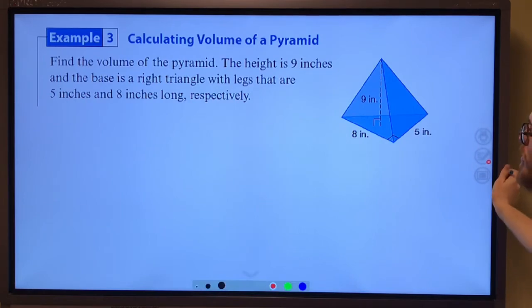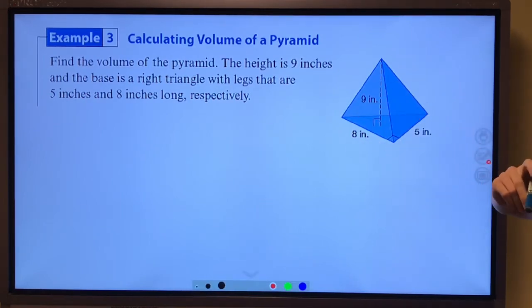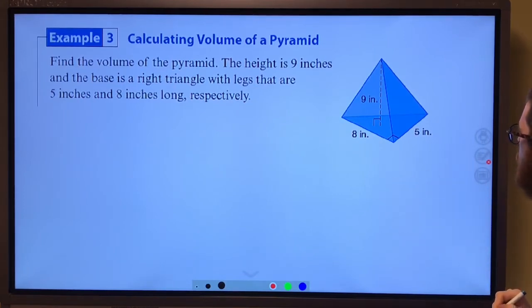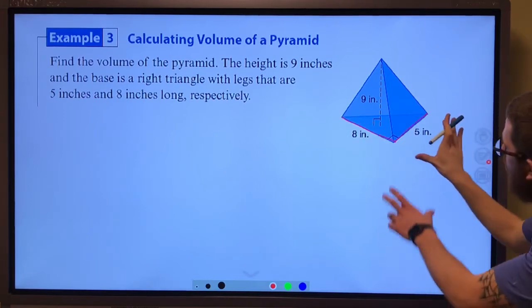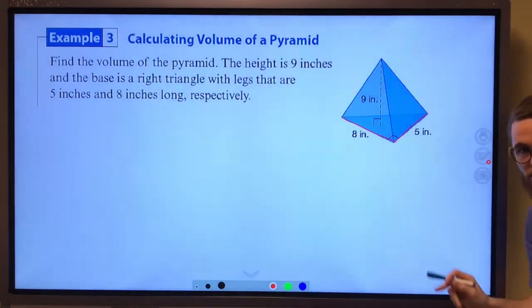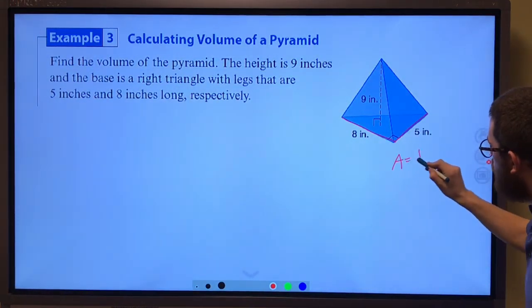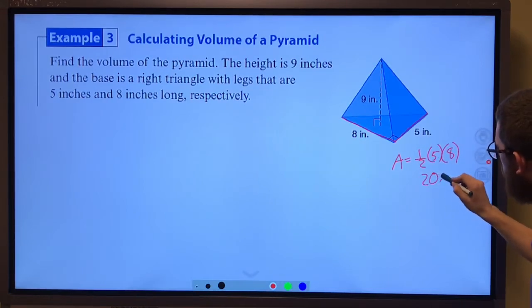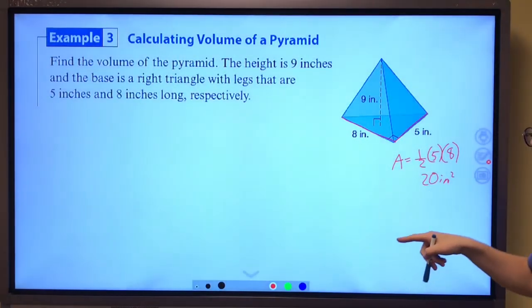Here it says find the volume of our pyramid. The height is 9 inches. We can see that. And the base is a right triangle with legs that are 5 inches and 8 inches long, respectively. Well, if it's a right triangle, we can see one of those sides as the base, one side is the height. I'm just thinking about my triangle down here. The area of this triangle is 1/2 times the base times the height. And so this comes out to be 20 square inches. So we have the area of our base.